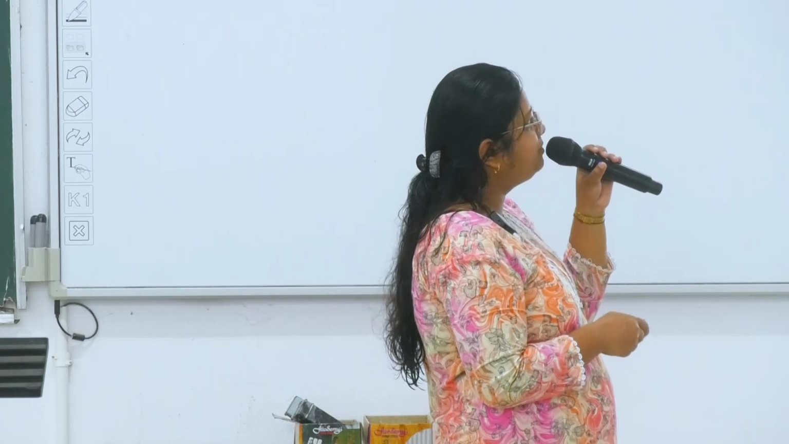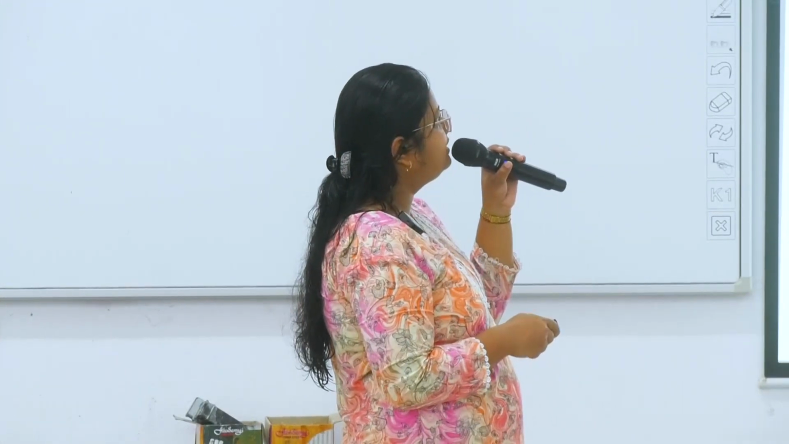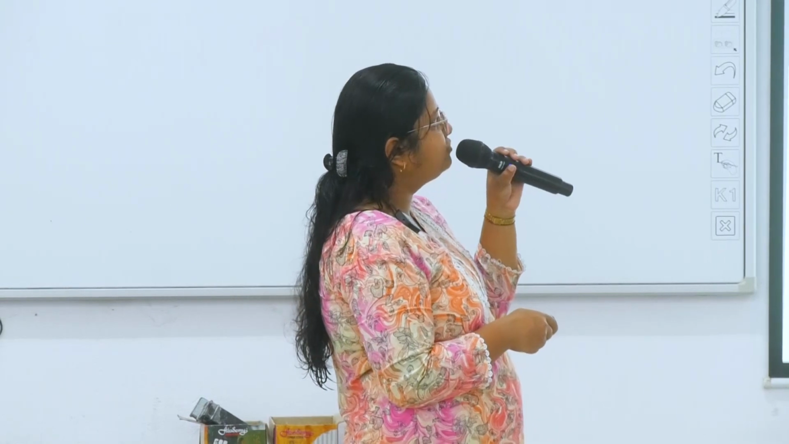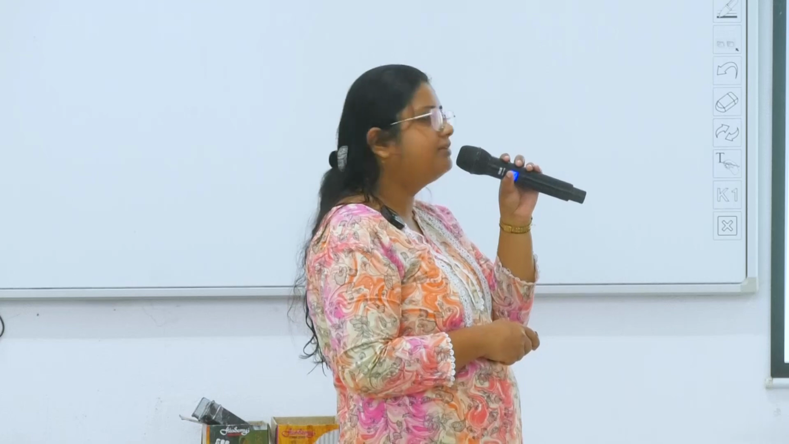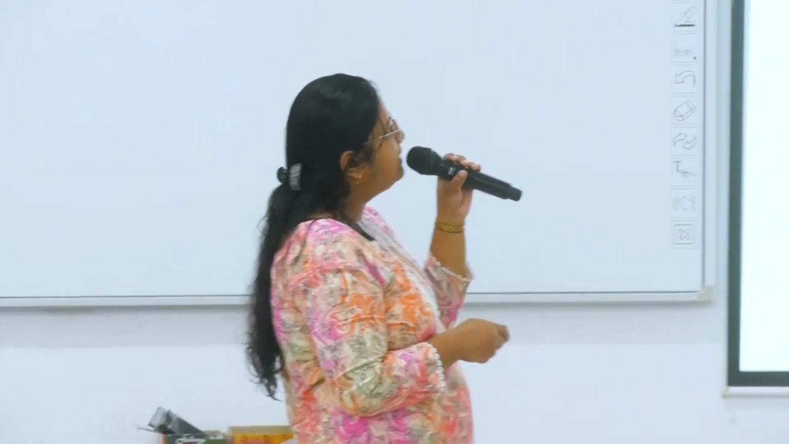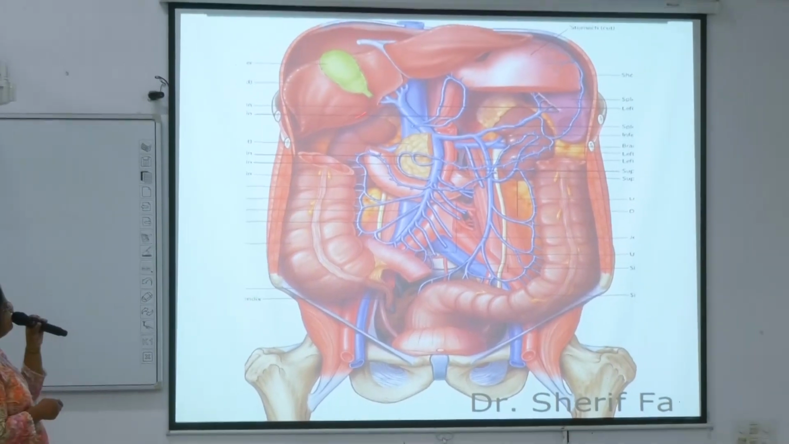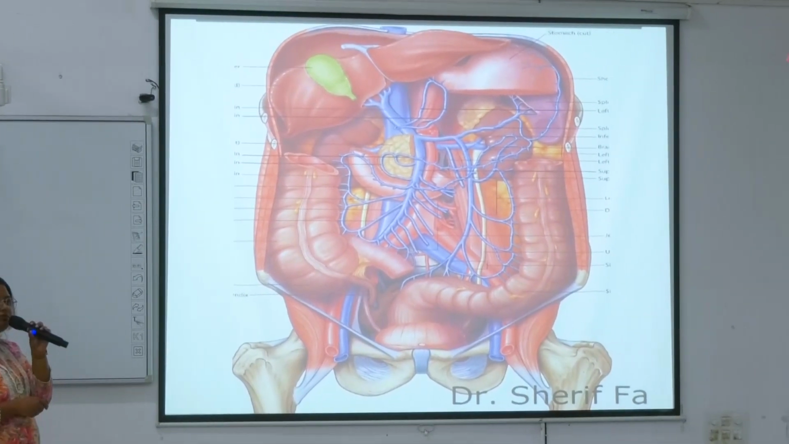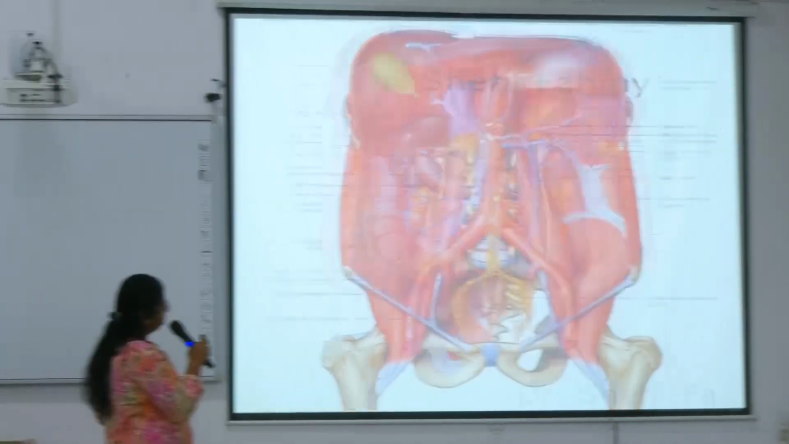And these are the corresponding veins. Okay, corresponding veins are draining, forming the superior mesenteric vein, draining into the inferior vena cava. Superior mesenteric and splenic vein join to form the portal vein. Portal vein is entering into the liver through the porta hepatis. Next.